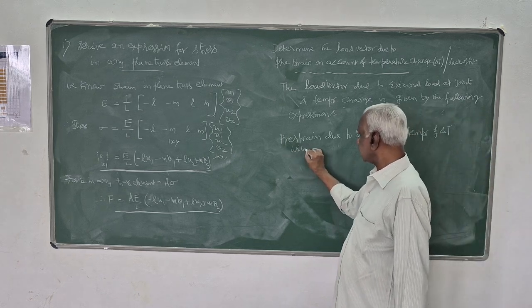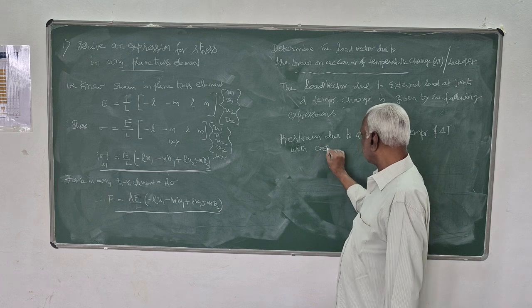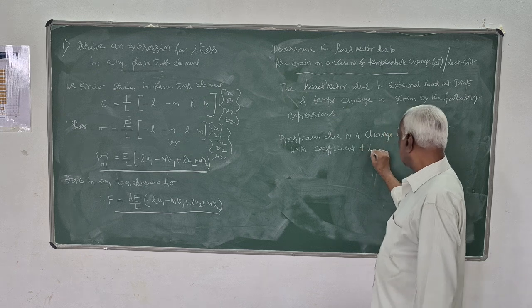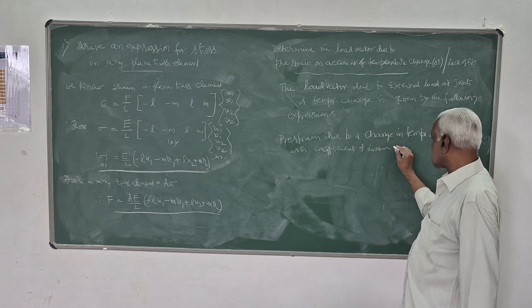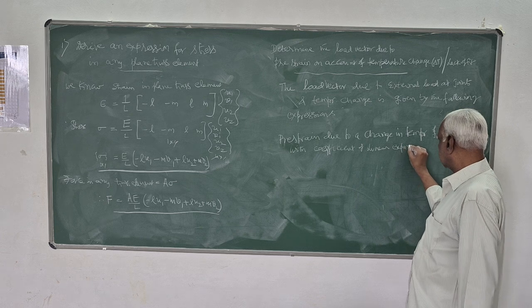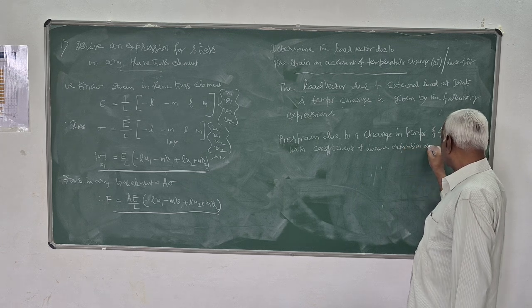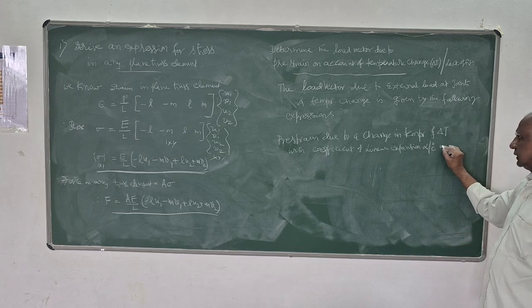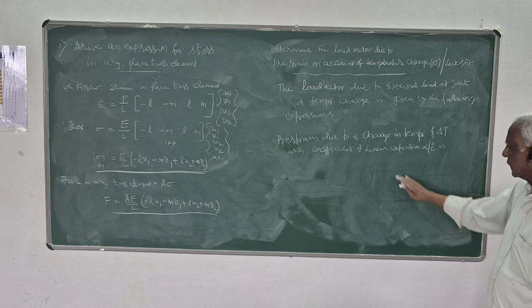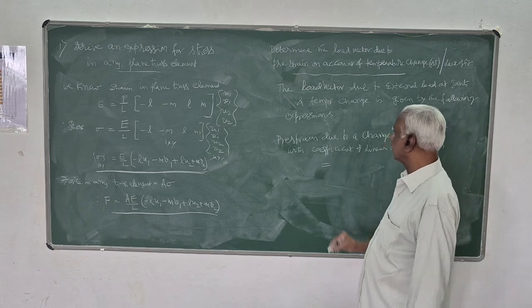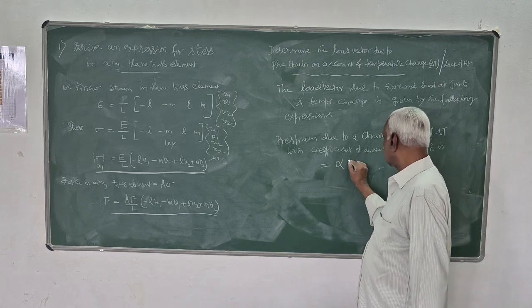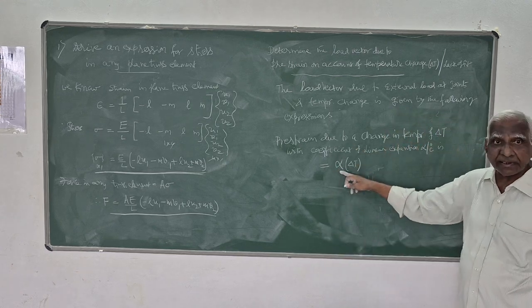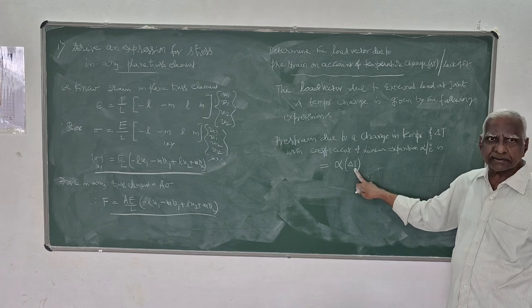with coefficient of linear expansion alpha per degree centigrade is equal to alpha into delta T. This is the strain. So this is the temperature change.